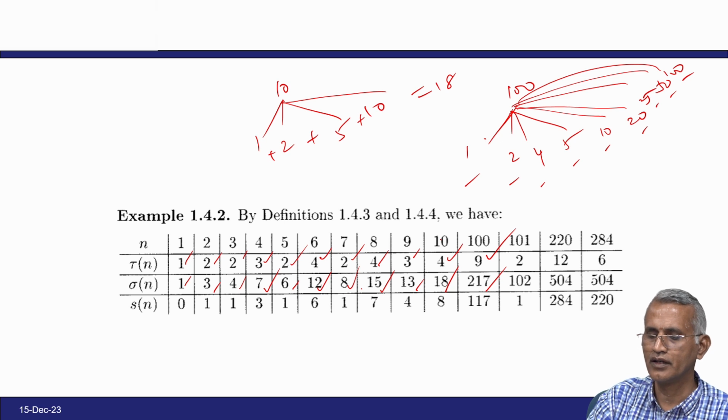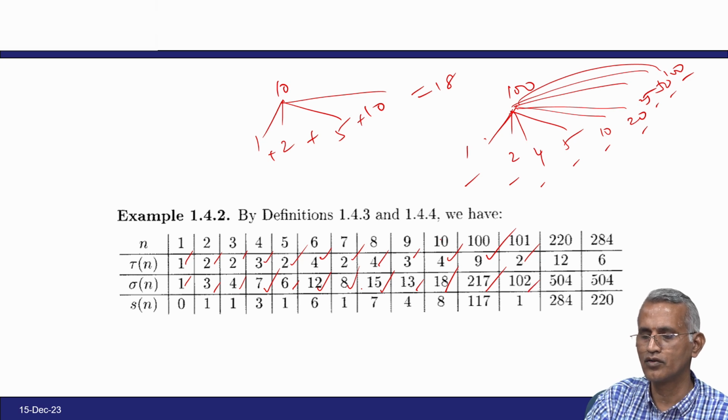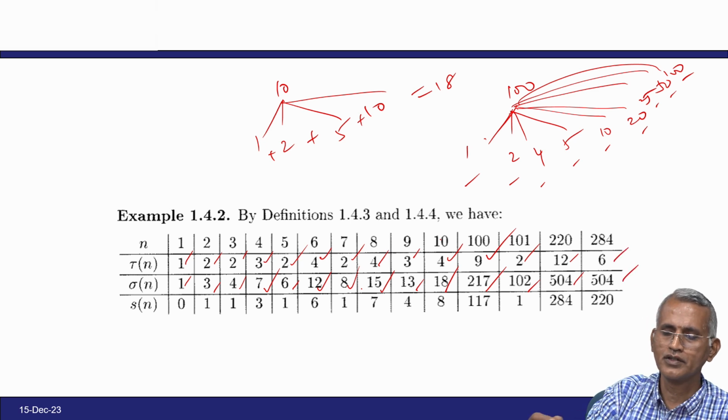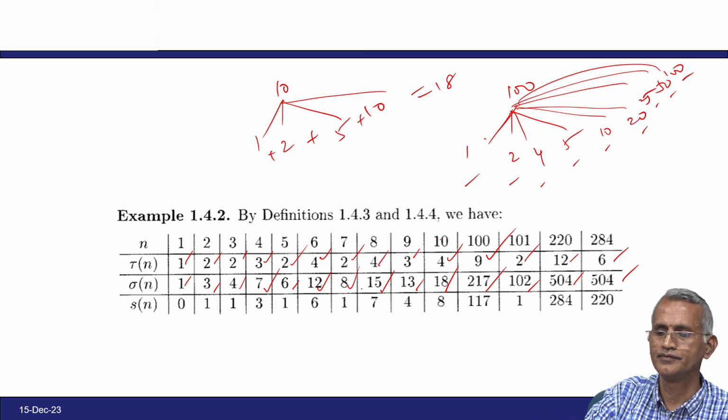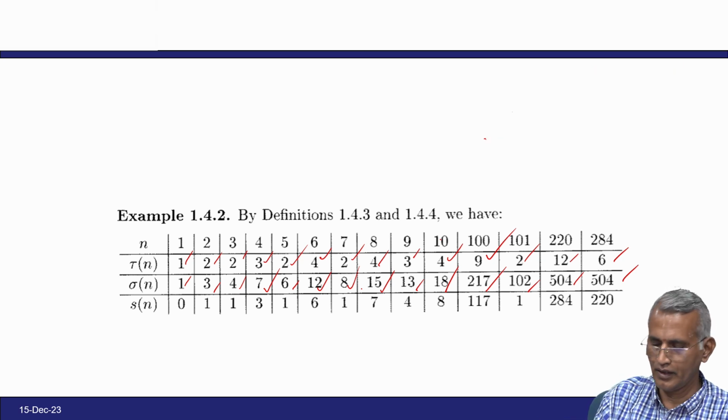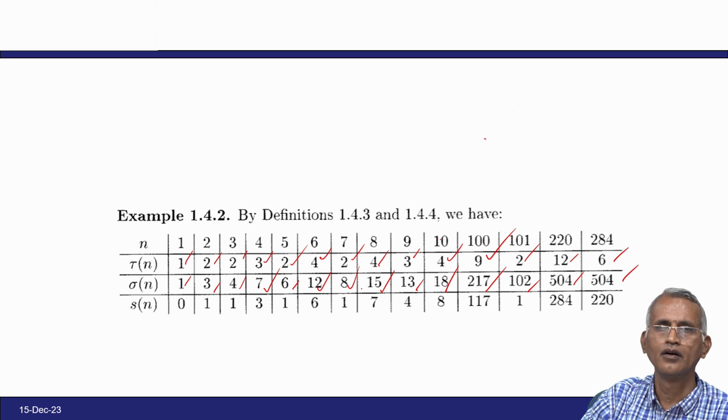The same way we can do 101, only 2 terms, 1 and 101, add them, 102 will come. For 220, tau is 12 and sigma is 504. For 284, tau is 6 and sigma is 504. So, this way we can find tau of n and sigma of n. Similarly, we can do it for what?